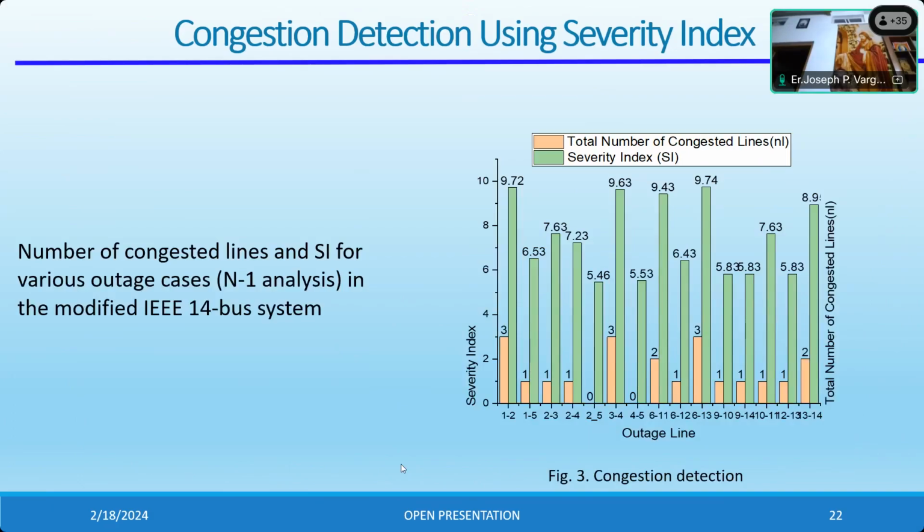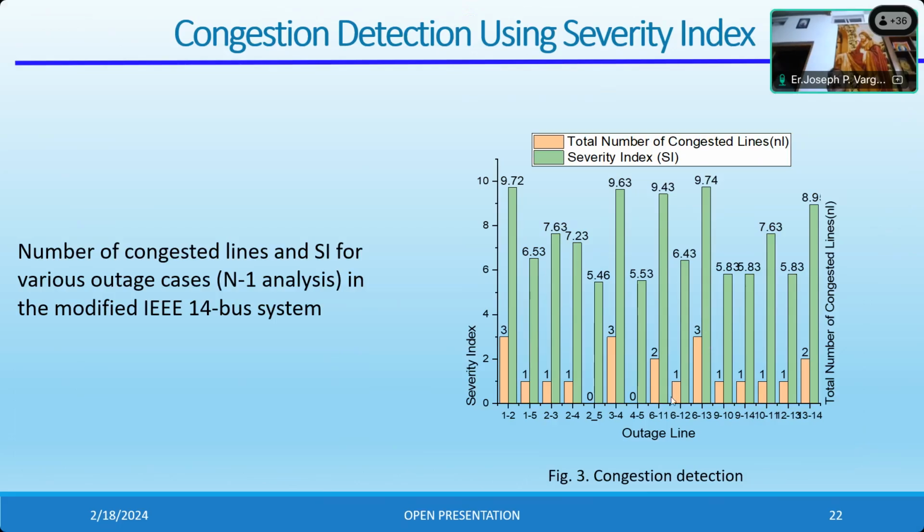As I told before, we have to conduct N-1 contingency analysis. What is N-1 contingency analysis? Let's assume that there are N components, or N transmission lines, in the system. If one line is interrupted, or when an outage is created in one line, we conduct the load flow analysis and measure the value of the severity index of the line and the severity index of the system.